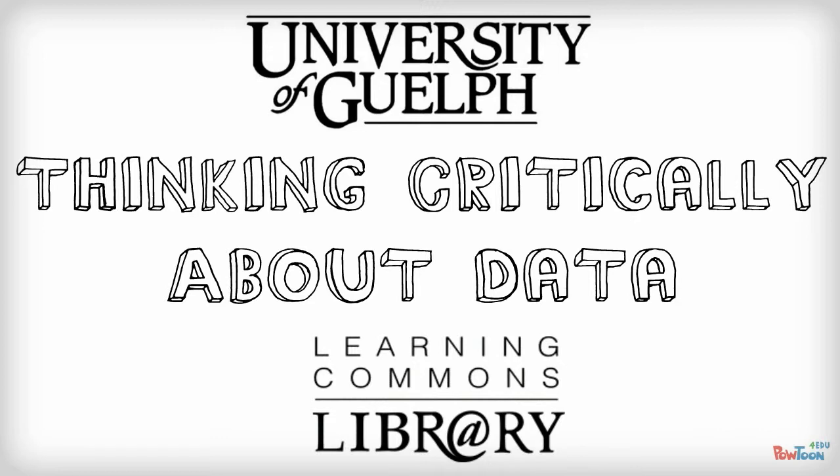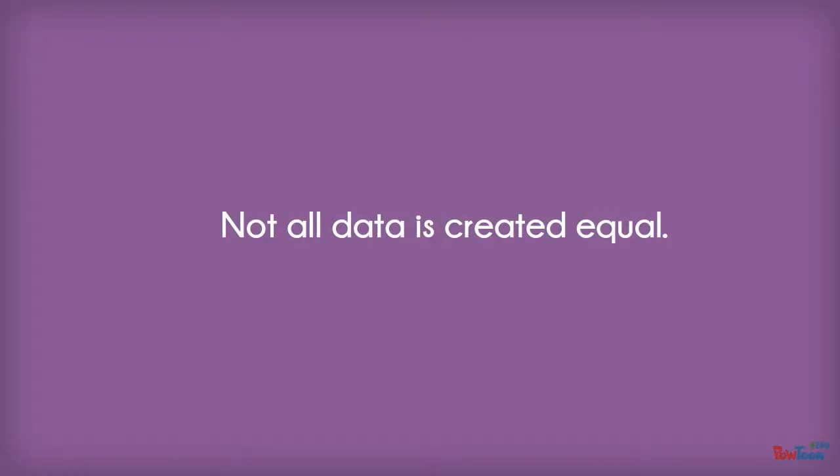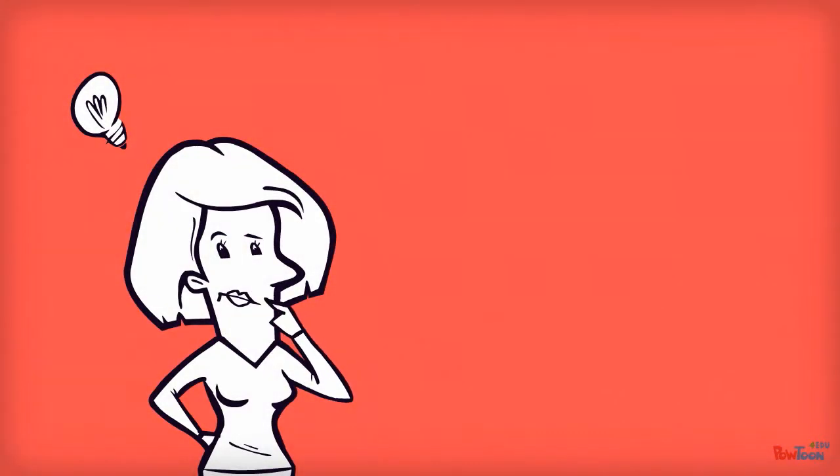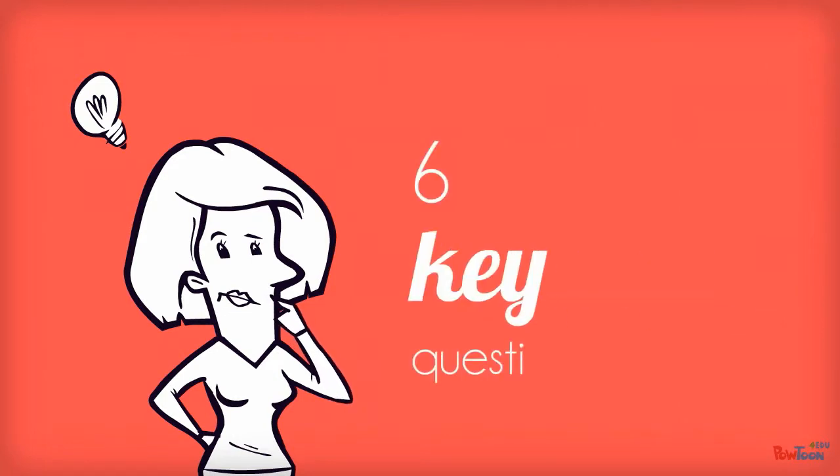This short library video will give you some tips for thinking critically about data. Not all data is created equal, and you want to make sure that the data you include is credible and reliable. By asking questions about data, we can begin to think critically about it. There are 6 key questions to get you started.